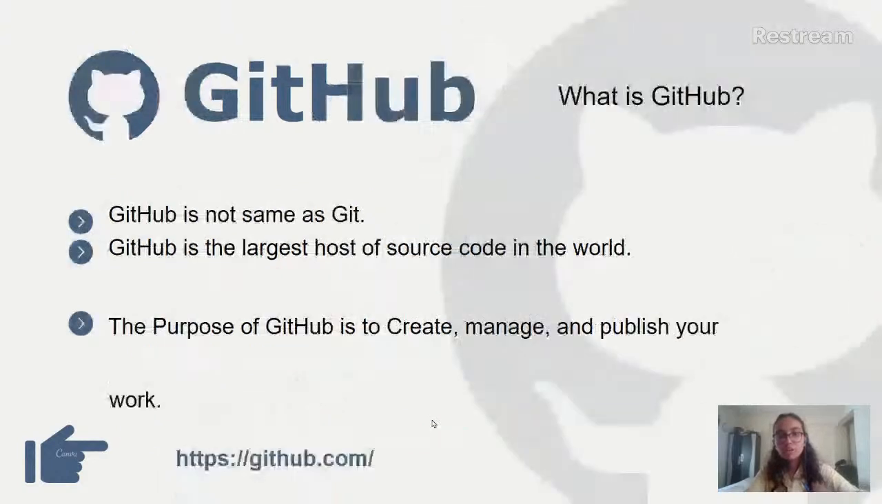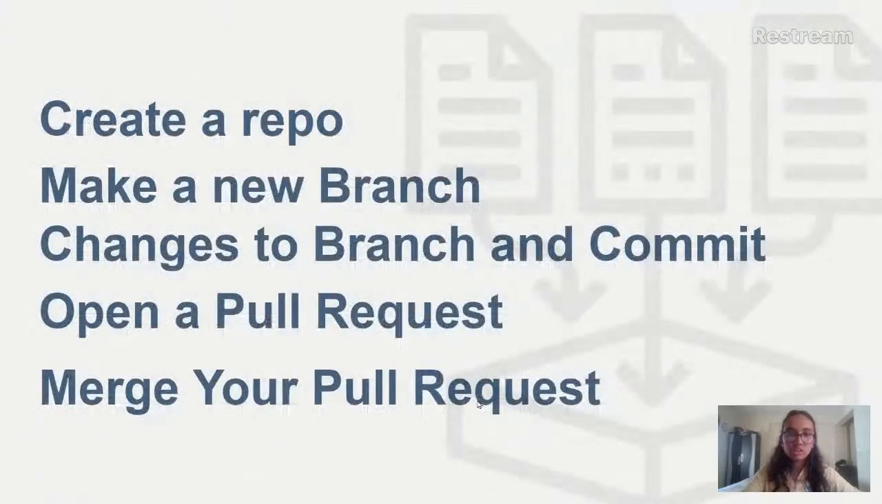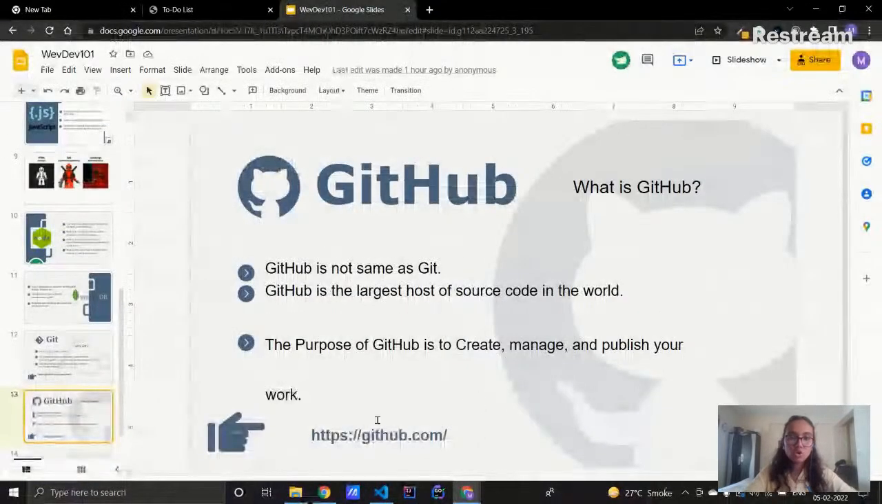Now moving on to GitHub. Git and GitHub are completely different things. Git is a version control system, whereas GitHub is a hosting platform. GitHub provides you a platform wherein you can push the Git repositories. Now, what is a repository? A repository, in simple terms, is a project. So if you are working on a project in a team, you can push it to GitHub. GitHub is the largest host for source code, and the purpose of GitHub is to create, manage, and publish your work. Now Mahira will demonstrate Git and GitHub, and you will be able to host your project on your GitHub profiles.